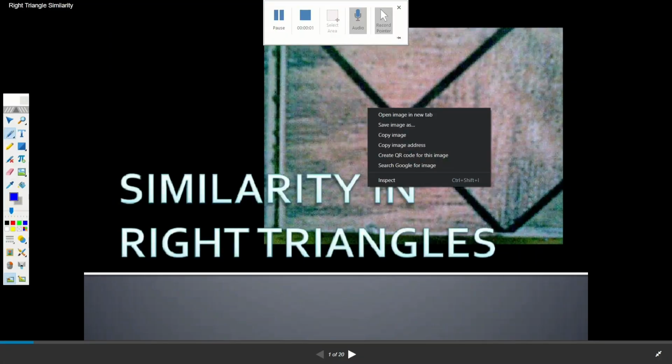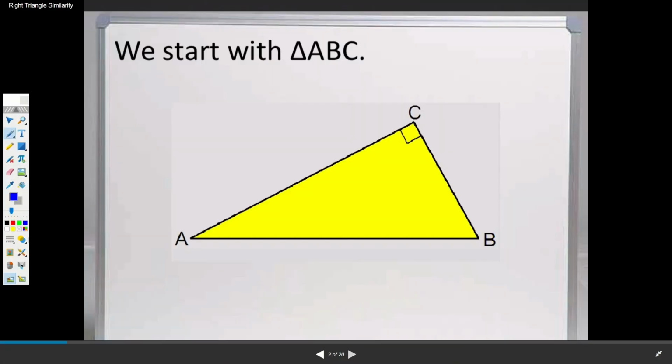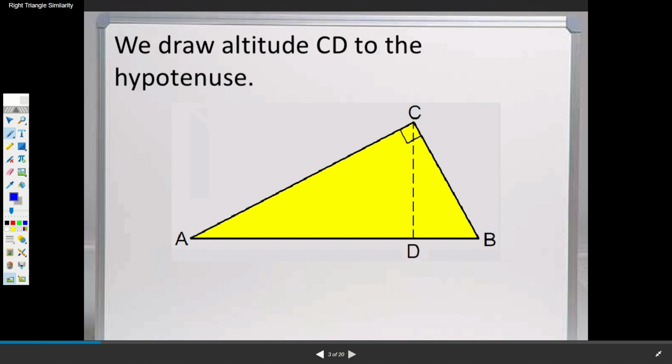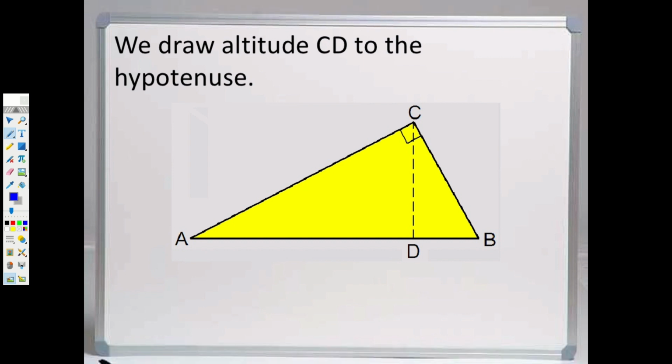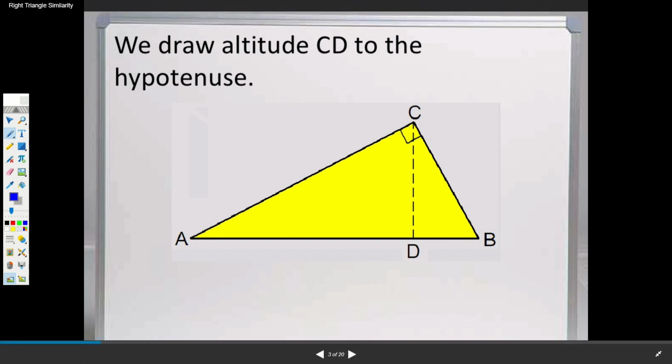Let us now discuss similarity in right triangles. First, we start with triangle ABC. We will draw an altitude CD to the hypotenuse. Remember, the hypotenuse is the longest side in a right triangle. And to find the hypotenuse, that is opposite of our right angle. In this figure, our right angle is angle C, and the opposite of angle C is side AB, which is the hypotenuse. And then we're going to draw an altitude. That is why we have here segment CD.